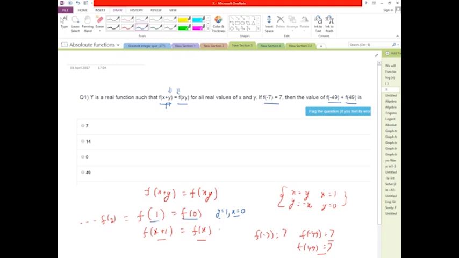Same way, if you just put y equal to 1 and leave x, it becomes fx plus 1 equal to fx. Now this, once you are a bit comfortable with functions, this should strike you as a bit odd.